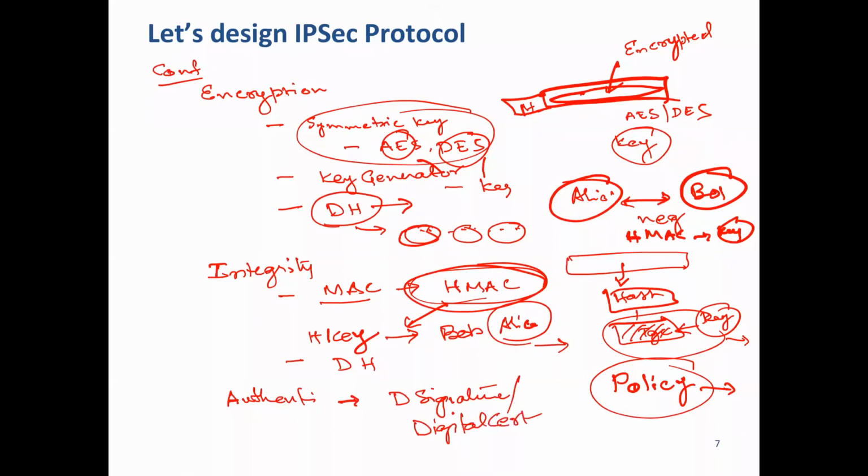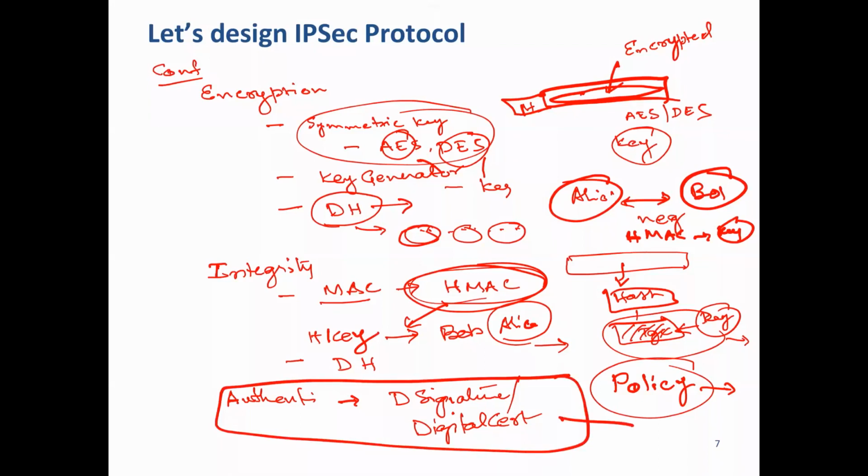Now, Alice's machine may get a digital certificate from the CA and can use it. Of course, these two we are not going to discuss, because a high-level protocol may take care of this. So let's not worry about this. Let's now worry about encryption and integrity. Are you done with it? Anything else?